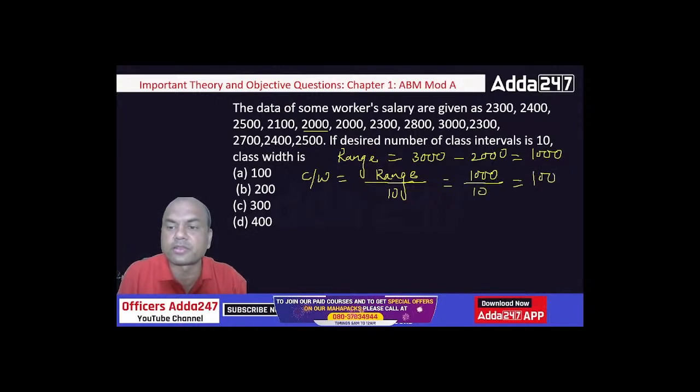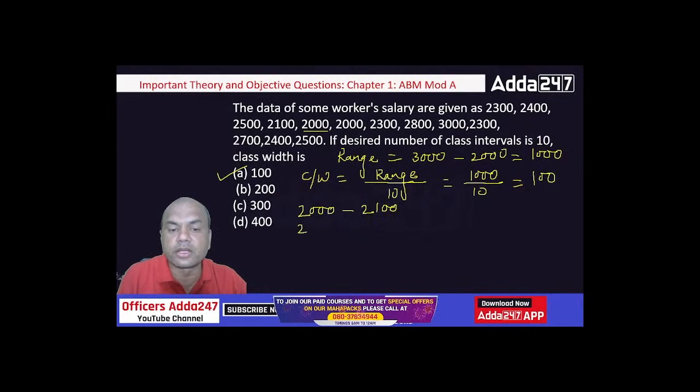So this is my class width. Okay? What does it mean that I am having the class width of 100? It means what? See this. What will I do? I'll start from 2000, the lowest number. So I'll start from 2000 and start marking the classes. It will be 2000 to 2100.